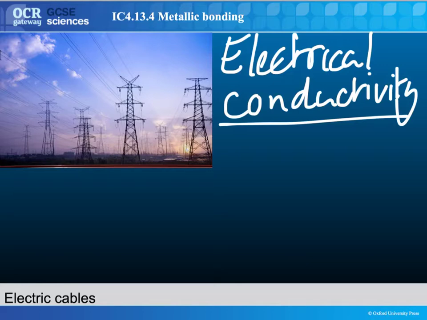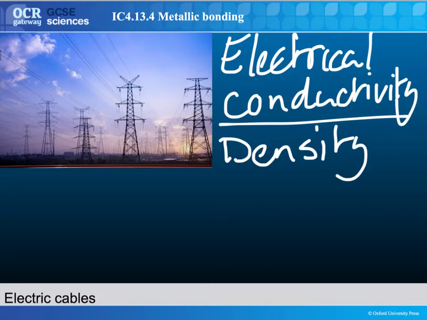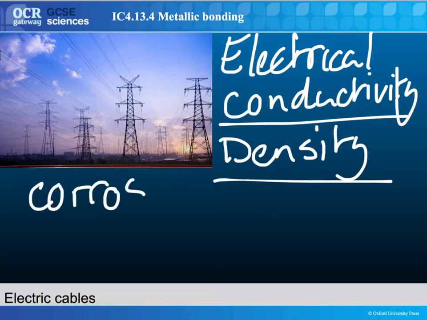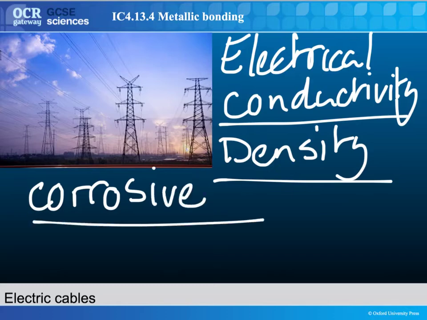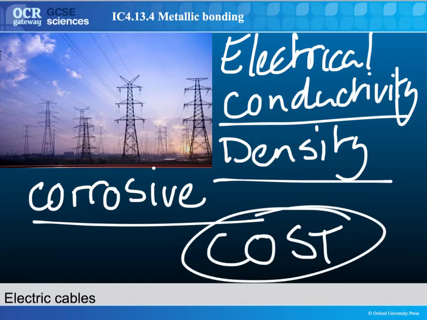You might be looking at density. These wires are up in the air, so because they're up in the air, they don't want to be very heavy, because the heavier they are, you have to support them. You might want to look at how much they corrode, whether it's a corrosive metal, because you don't want things that are going to rust. They're going to have to be replaced very frequently. And, of course, the one that is always taken into consideration is cost. Whenever justifying a choice of metals, you have to justify how expensive it is.